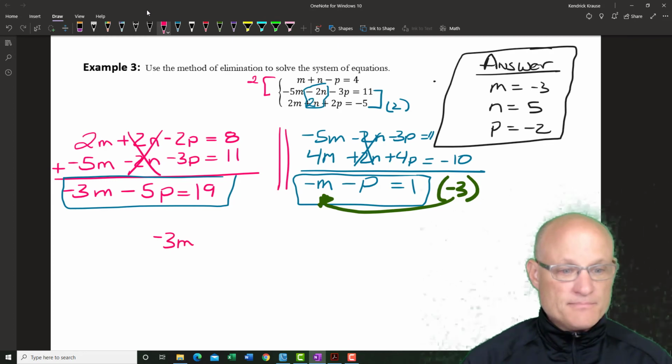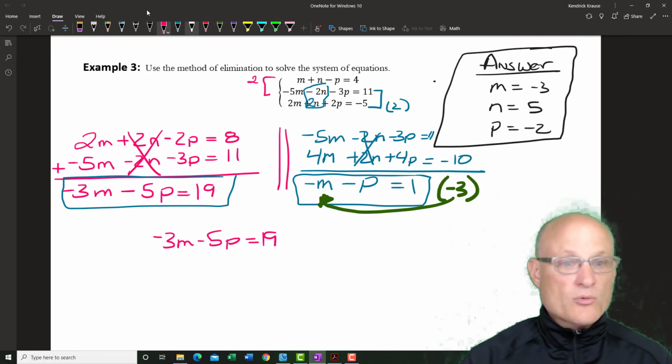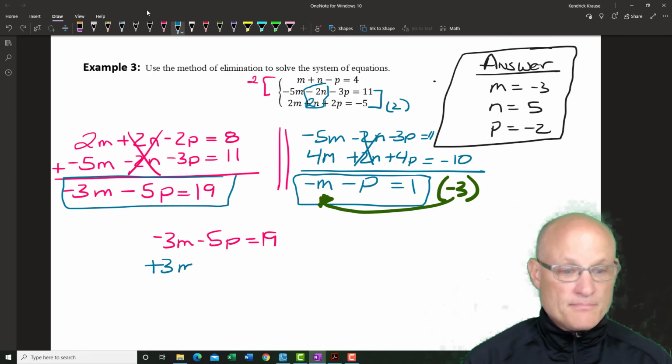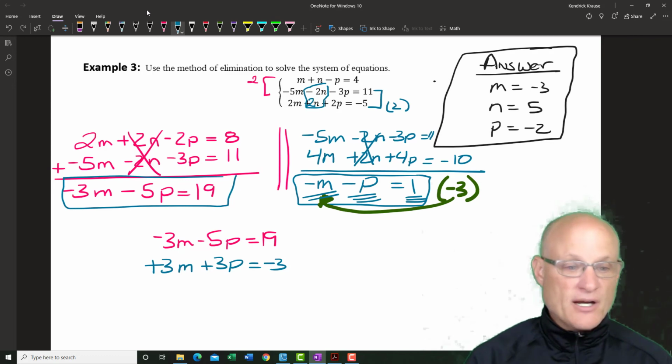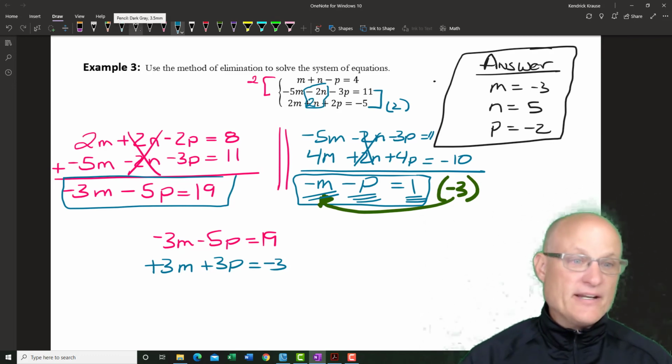Negative 3m minus 5p equals 19. And then I'm going to work with the blue one. Positive 3m, positive 3p equals negative 3. Notice I just multiplied this by negative 3, this by negative 3, and this by negative 3. All right. Hopefully I did not make a mistake.